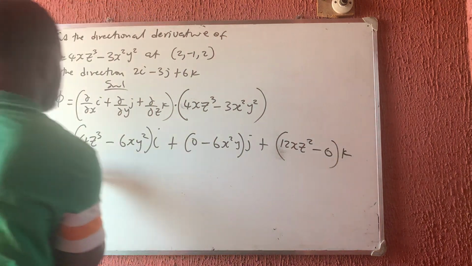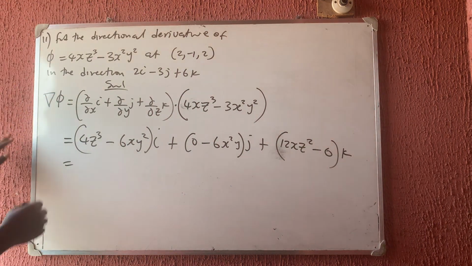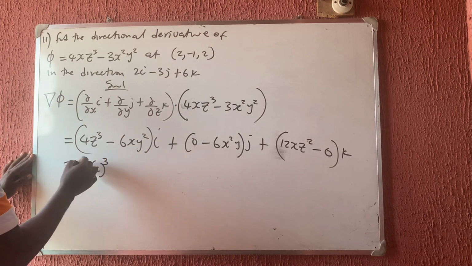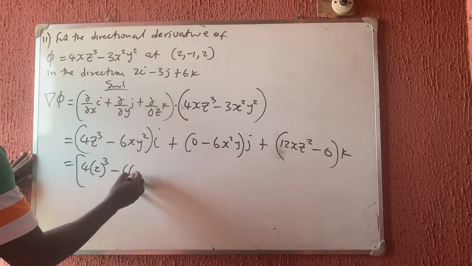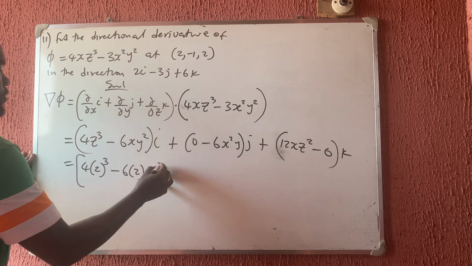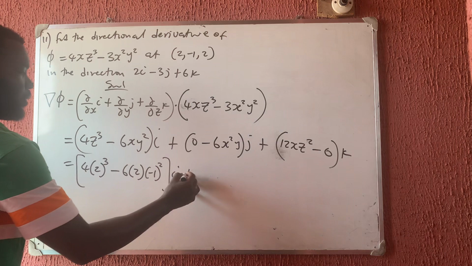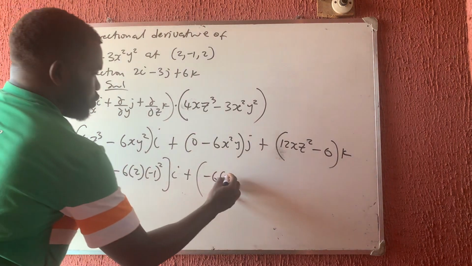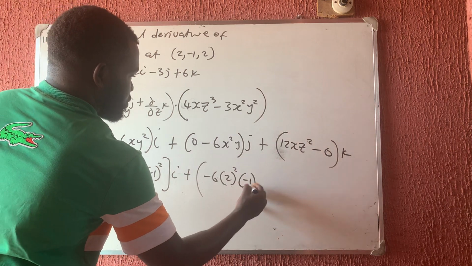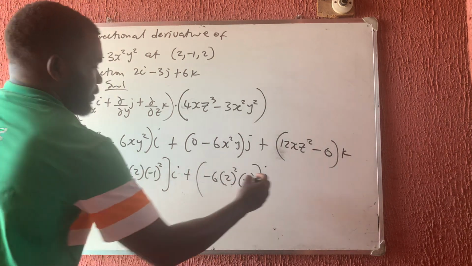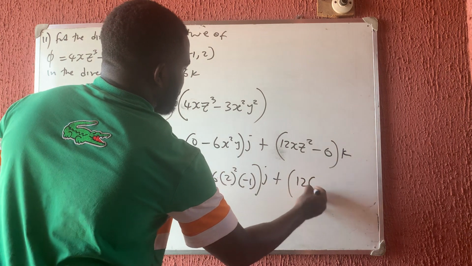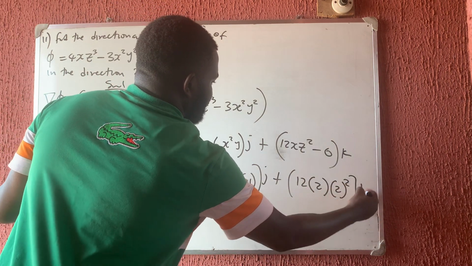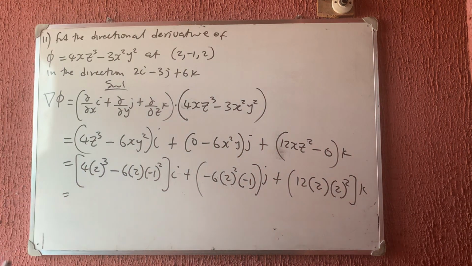I have my k. So if I now put my values for x, y, z, I have my 4 into z is 2, 2 raised power 3, minus 6 into 2, then into minus 1 squared. You close, put your i, plus, what I have here is simply minus 6 into 2 squared, then into minus 1. I have my j, then plus, what I have here is simply 12 into 2, then into 2 squared. I have my k. So what do I have here now?